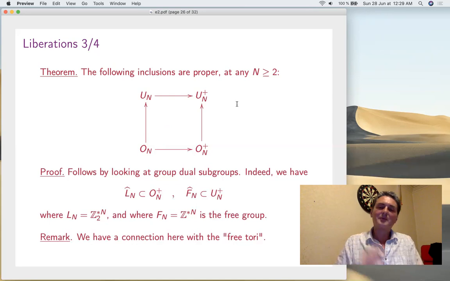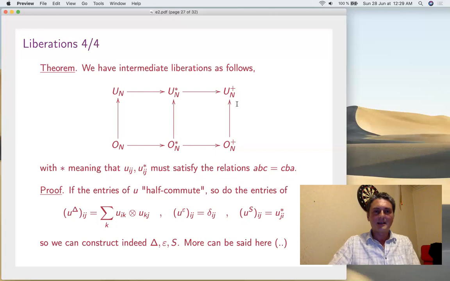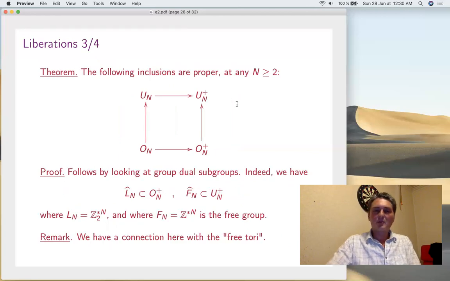So not only do we prove this theorem, but we have a connection with the free tori, and that's very nice. All this is compatible with the free tori that we did last time. Finally, once you have it, you can look for more, like intermediate liberations. So if I start now on the right with the free versions, how do things on the left appear? By assuming that AB is BA, on the coordinates.